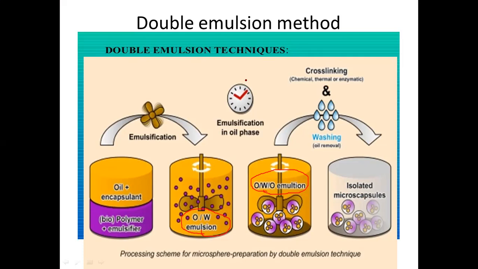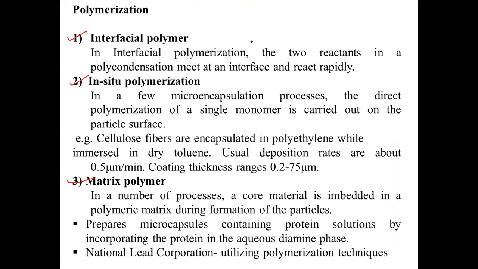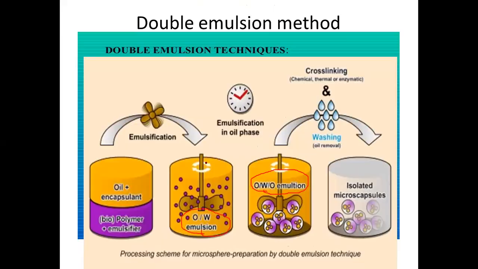used for the formulation of microencapsulation. So there are three methods: first, interfacial polymerization, in situ polymerization, and matrix polymerization.